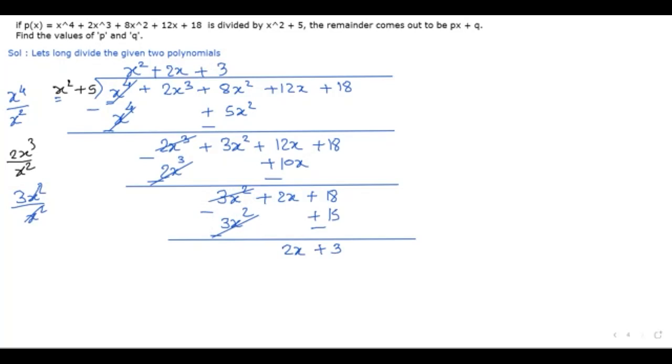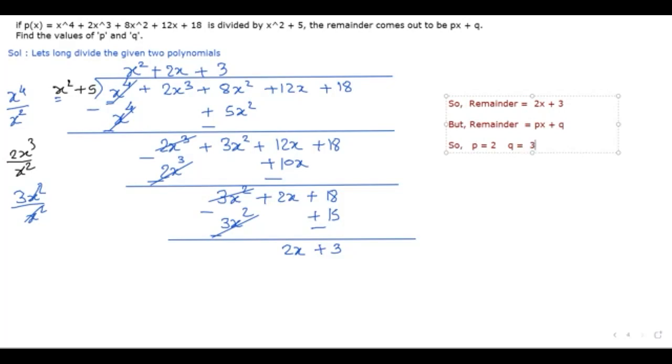Does the division stop at 2x plus 3? Yes. So what is the remainder? Remainder is 2x plus 3. But what is the remainder given to us? px plus q. So what do you get? Therefore, p is equal to 2 and q is equal to 3.